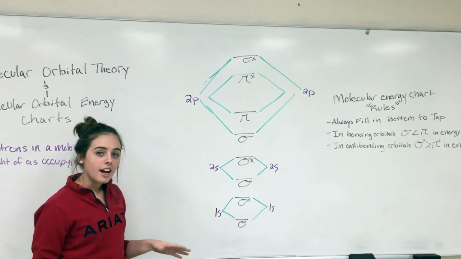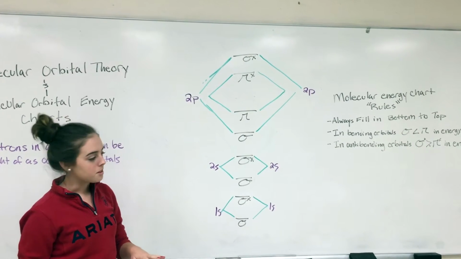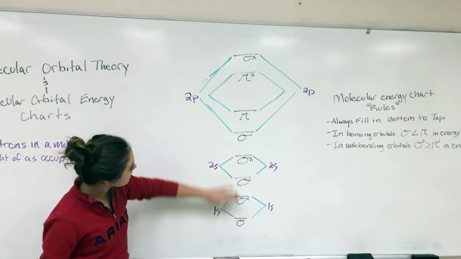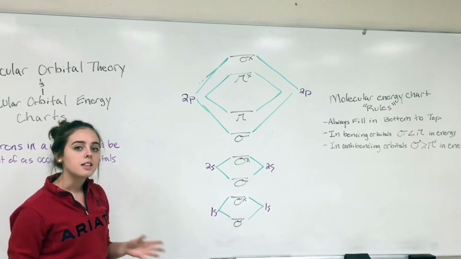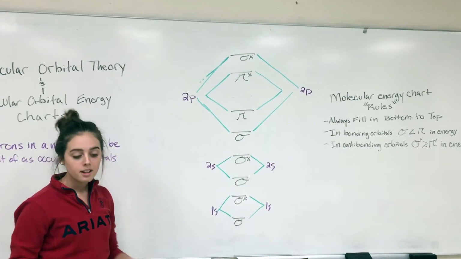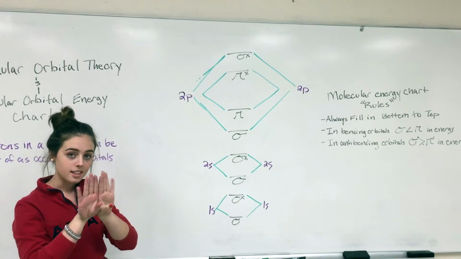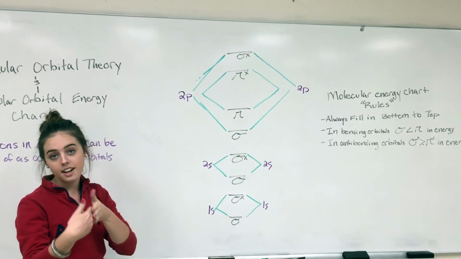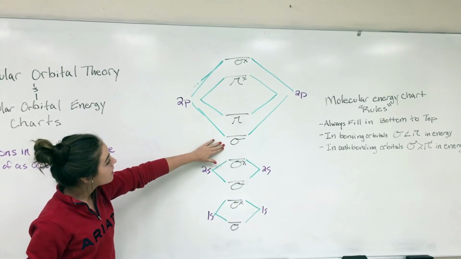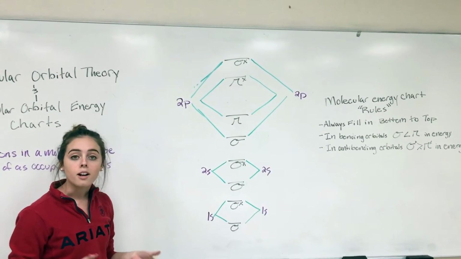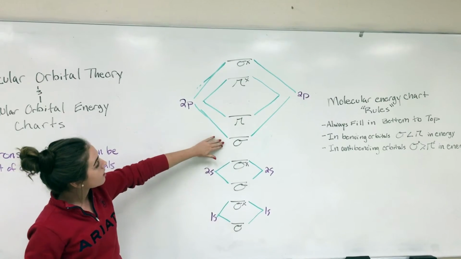You can break down the molecular orbital chart into three basic rules. You start adding electrons from the bottom to the top. Also, sigma bonds are always going to be lower in energy than pi bonds, because sigma bonds have end-to-end interactions as opposed to side-to-side interactions, and the end-to-end interactions are a lot stronger, so they're a lot more stable, thus lower in energy. In anti-bonding, however, sigma bonds are higher in energy, and that's just the converse of them being so low in energy.